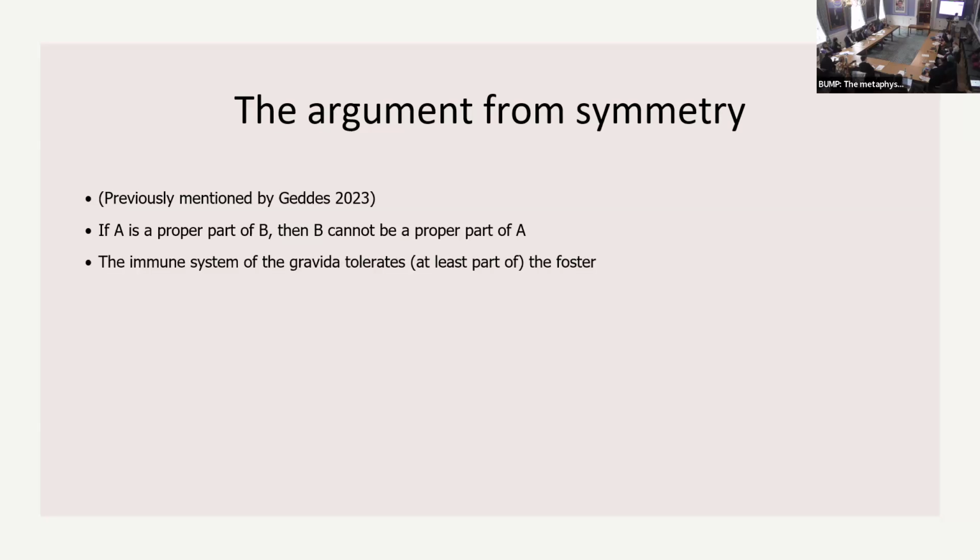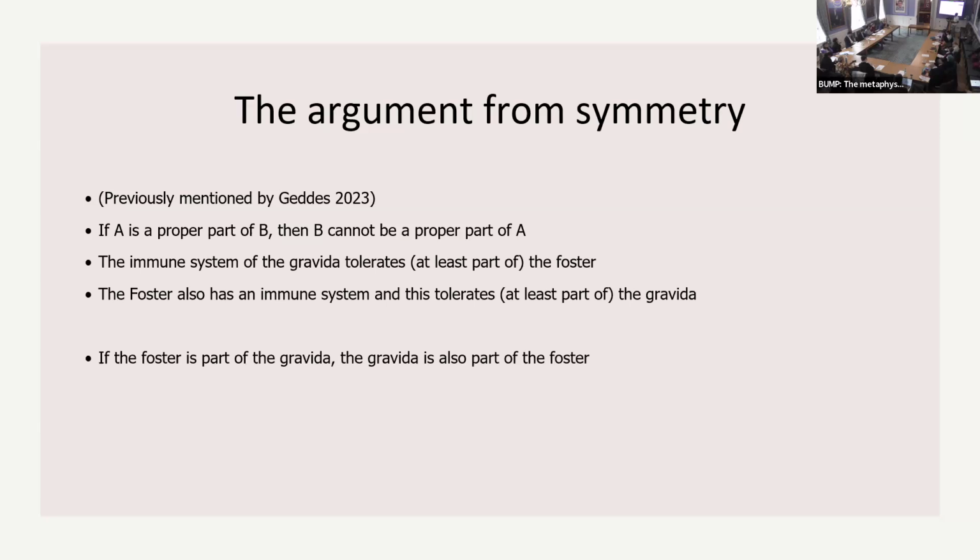Right? The immune system of the gravida tolerates at least part of the foster. The foster also has an immune system, and this tolerates at least part of the gravida. If the foster is part of the gravida, then by the same logic, the gravida would also be part of the foster, which would be absurd. I mean, Trinitarian metaphysics aside.